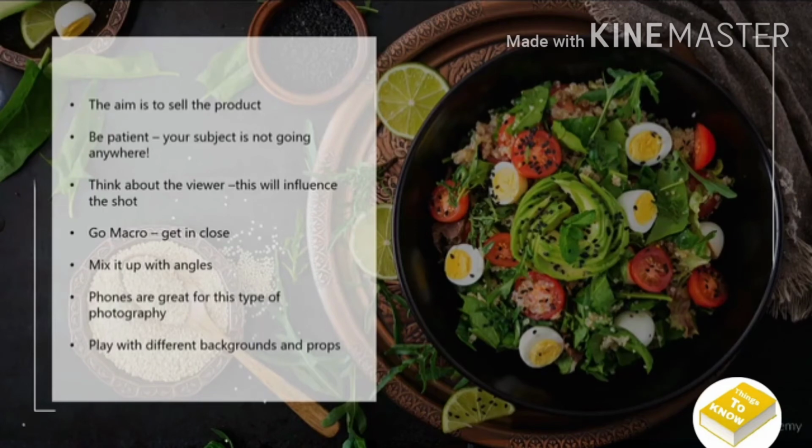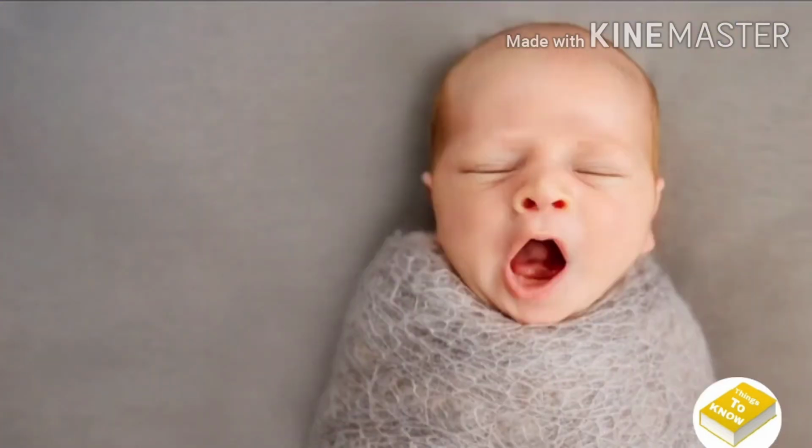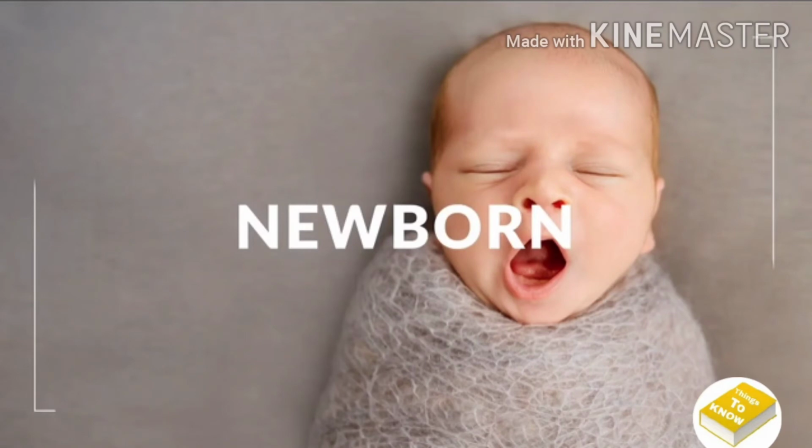Now, an area that admittedly I don't have a huge amount of experience in, perhaps because I just shy away from it a little bit, is newborn photography. This is such a cute photograph. Newborn photography is a great way to make money as a photographer early on. So if you are thinking about getting into photography as a career for yourself, this is definitely an area to explore. But be warned, it is tricky.